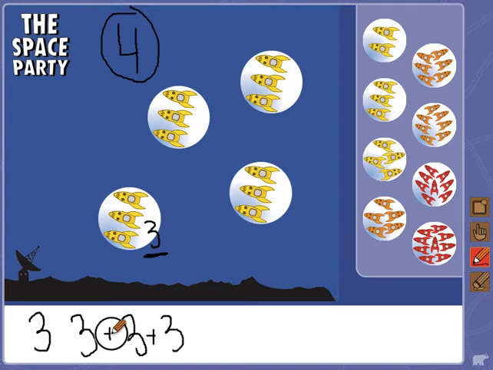So 3 is not a number we usually skip count by. We usually skip count by 2s, 5s, 10s. 3 isn't really a number we skip count by, but luckily I have a lot of strategies I can use to solve 3 plus 3 plus 3 plus 3. Okay? Let me show you what I'm going to do. There are so many different ways you could do this. You could just go down the line.